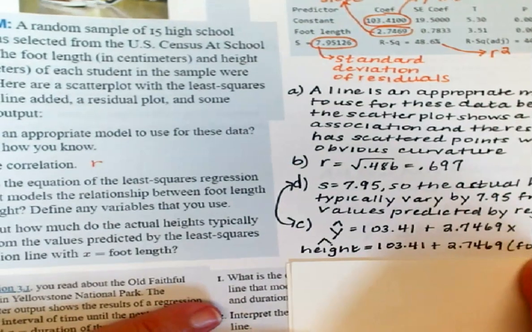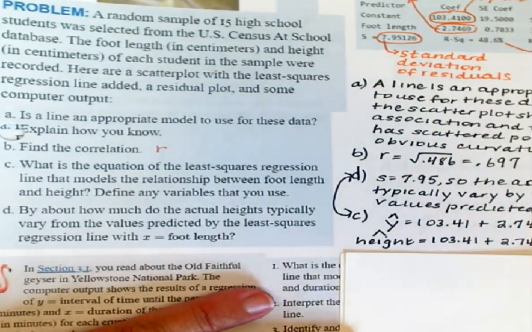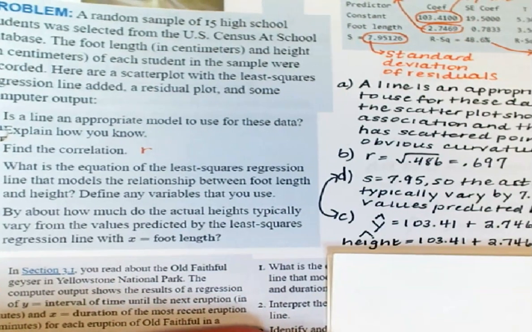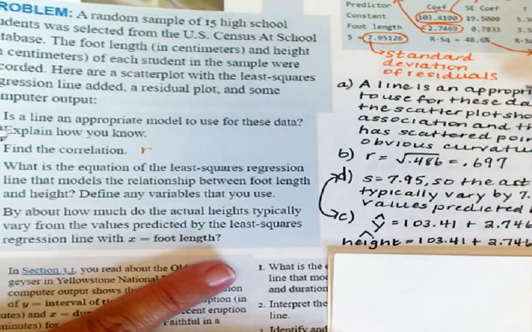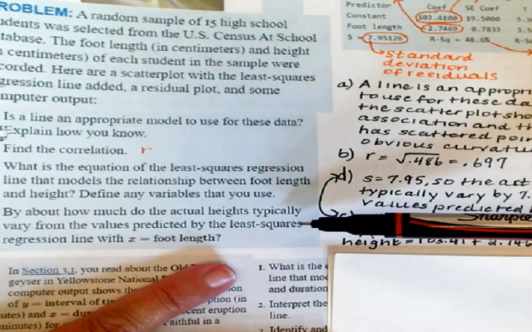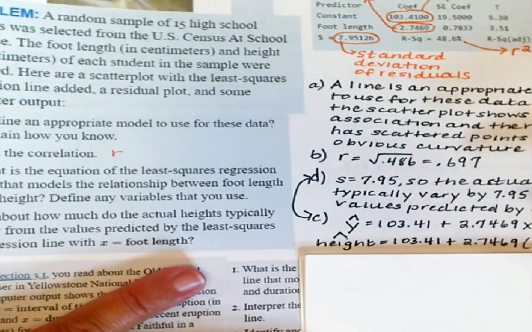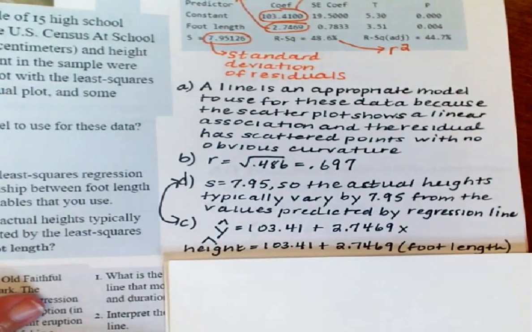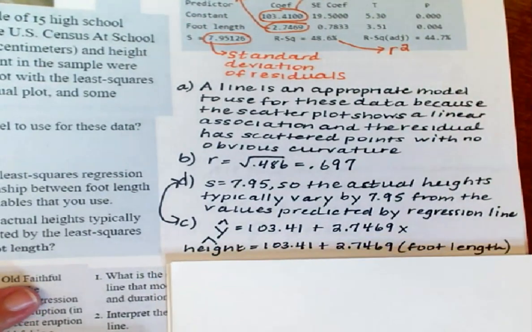And then part D, by about how much do the actual heights typically vary from the value predicted by the least squared regression line? That is your S. That is your standard deviation of the residuals that they're asking for. About how much do the actual heights typically vary from the values predicted? That's what S is, okay? So S equals 7.95. So the actual heights typically vary by 7.95 from the values predicted by the regression line.